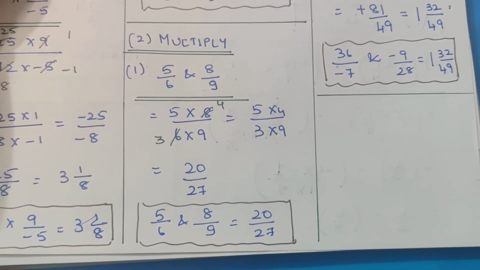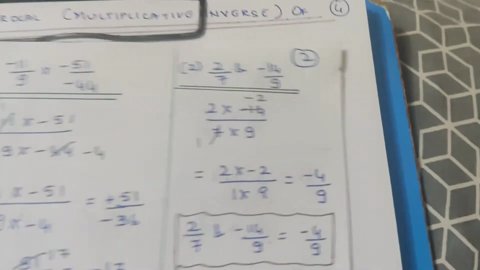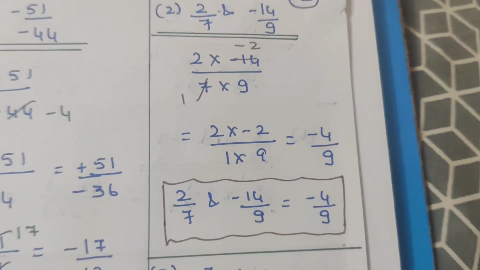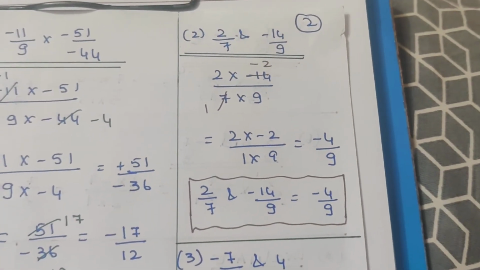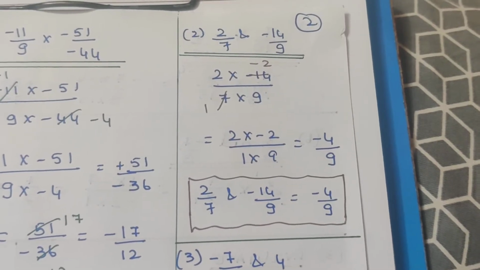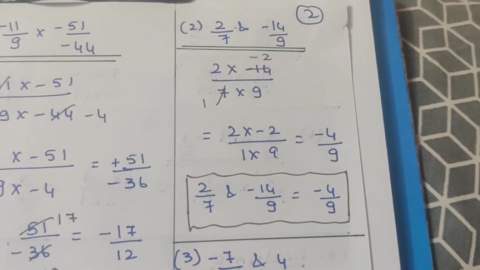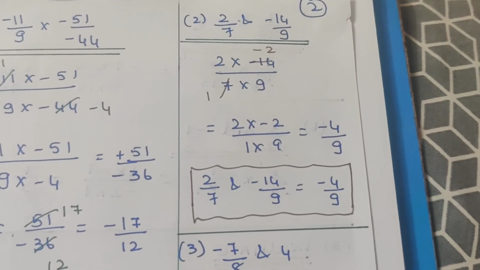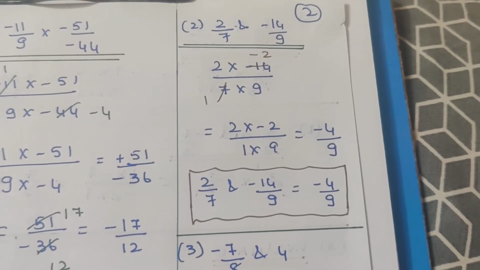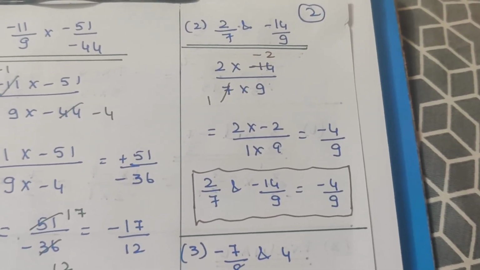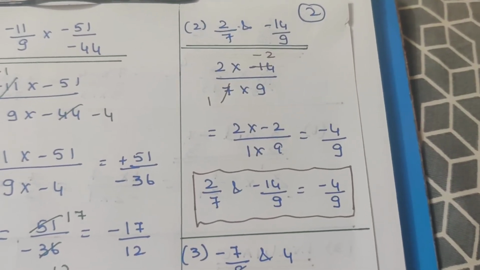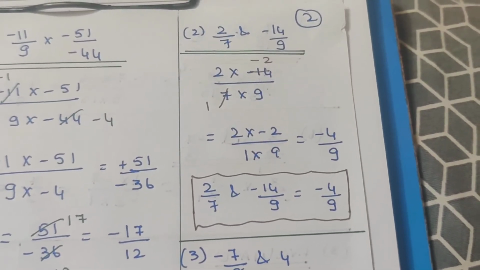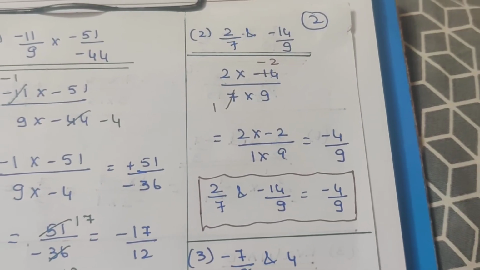Just pausing for a few seconds. Moving on to the next one. 2 by 7 and minus 14 by 9, that's equal to 2 into minus 14 by 7 into 9, that is 2 into minus 2 by 1 into 9, that's equal to minus 4 by 9. Therefore, 2 by 7 and minus 14 by 9 is equal to minus 4 by 9. Just pausing for a few seconds.